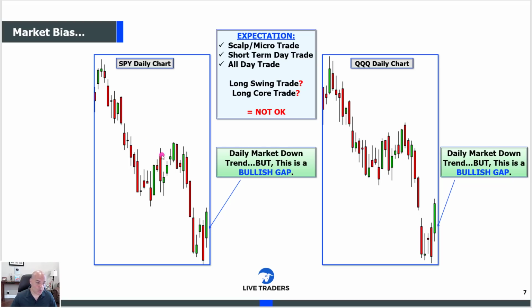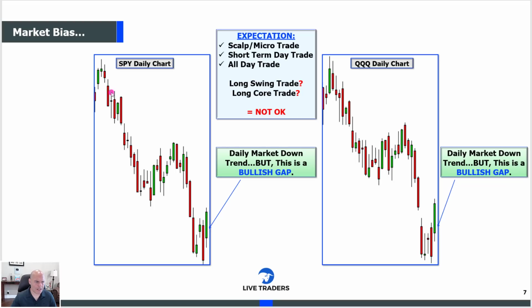So yes, the trend of the market is lower here. Would I really be interested in swing trading long in this environment? Probably not. Would I want to core trade long in this environment? Probably not. Okay? But if we are taking trades that we're in for 30 minutes or an hour or 2 hours, and my bias from 9:30 to 4 is long, what is wrong with going long on this? The market is going to go higher today. We are going to have a long bias. So I just wanted to clear that up with you guys.